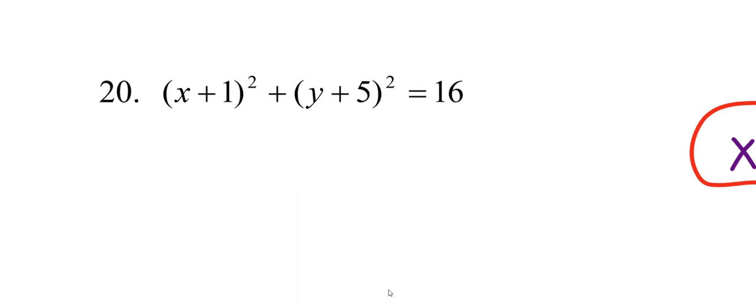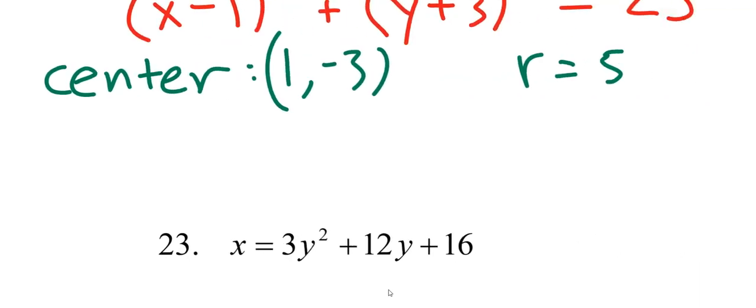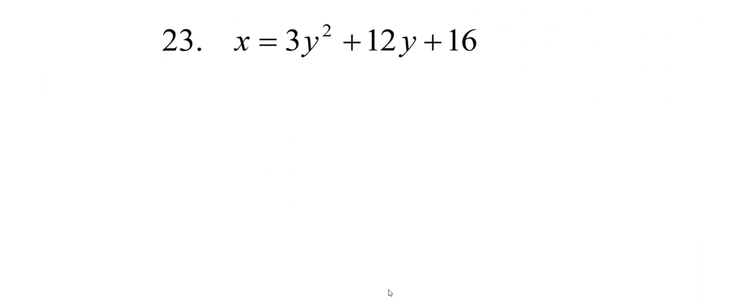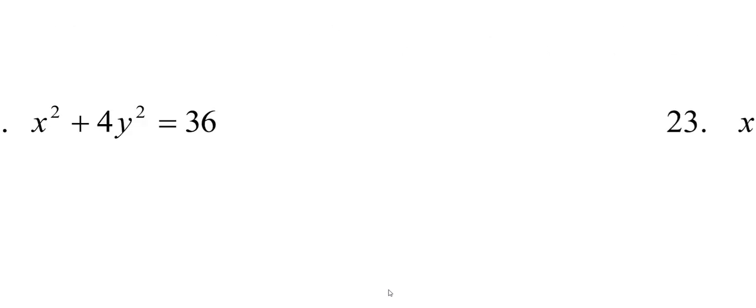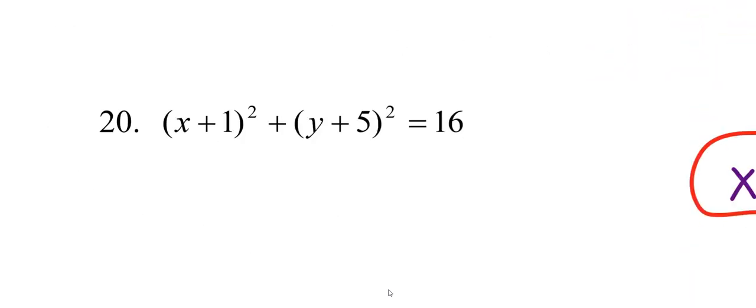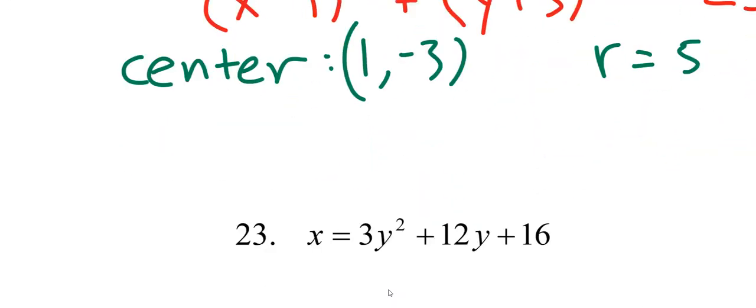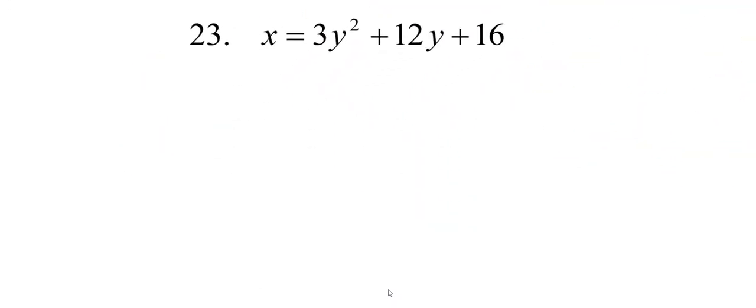Okay. What do you do when you know it's a circle? How do you find the center and radius? Okay, question 23. We need to complete the square for which variable? Y. There is no square for x, so we can't complete the square for x.